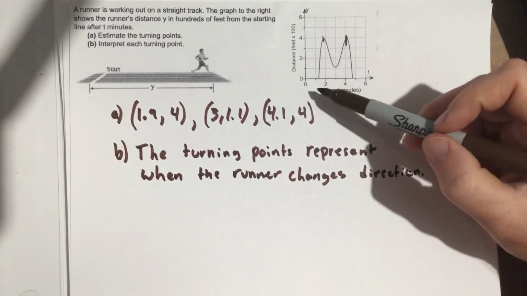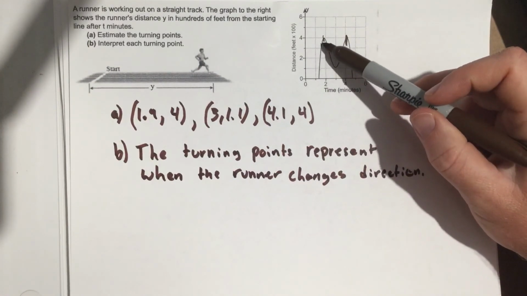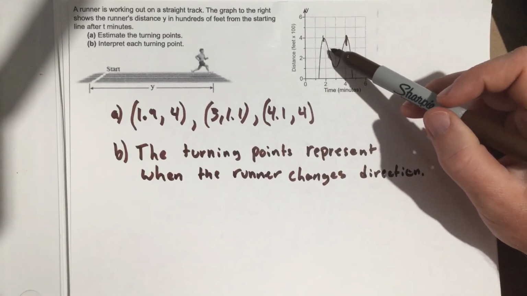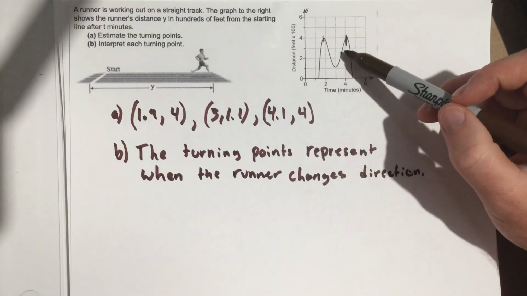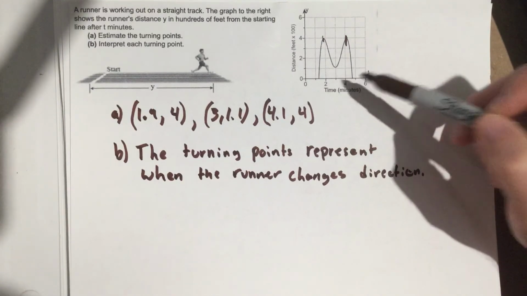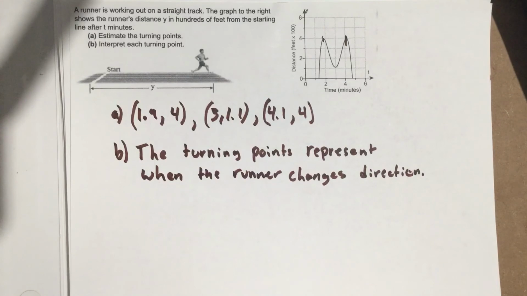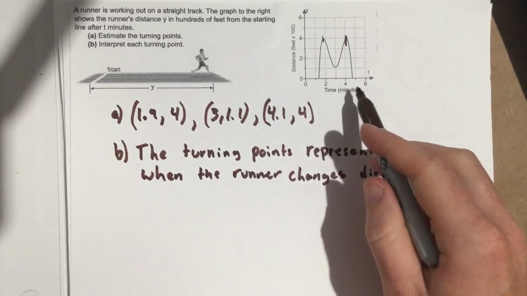So, starts to run away from the starting line. Now he's coming back toward the starting line. Now he's going away from the starting line. Now he's coming back until he gets back to the starting line at about looks like about 4.8 minutes.